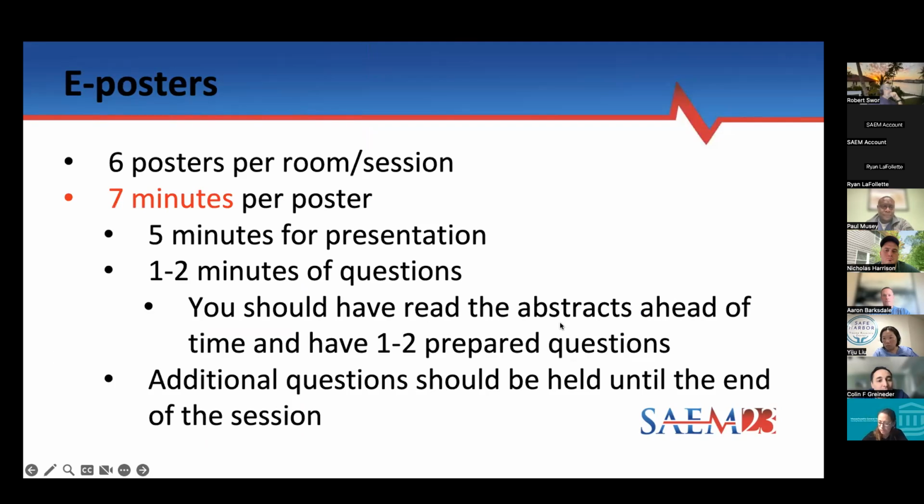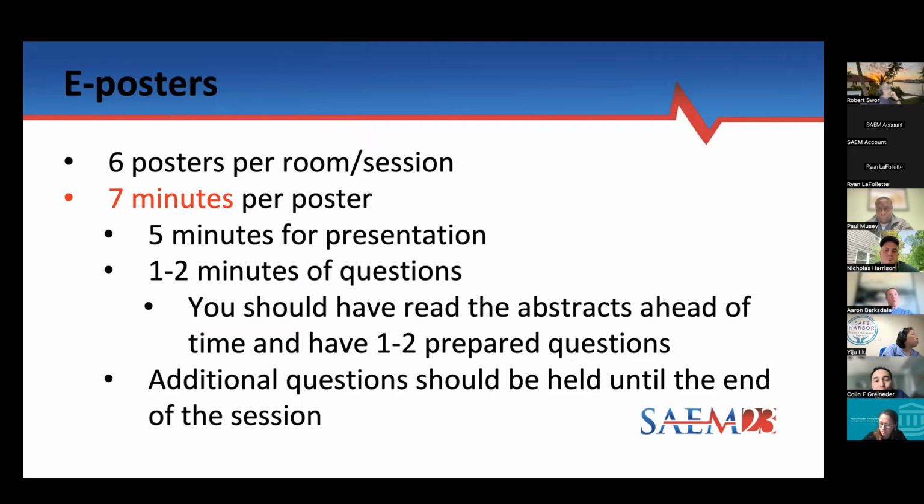So the things to remember about the e-posters are there going to be 6 per each room, and you're going to have 7 minutes per poster. That means 5 minutes per presentation and 1 to 2 minutes of questions.